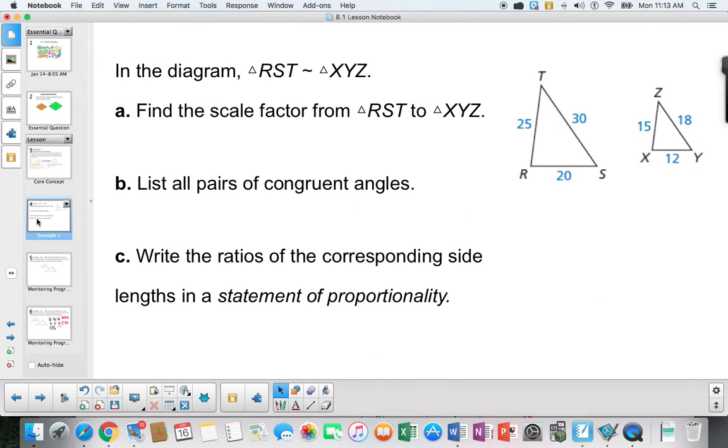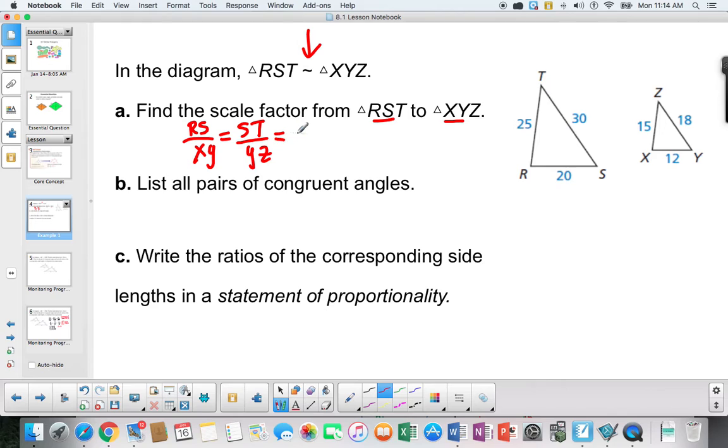Let's take a look at this problem and try to find the scale factor for these two similar polygons. Now, the similarity symbol looks like this. Notice how it's different from the congruent symbol, and it means that all angles are congruent and all sides are in the same proportion. All right, so let's go ahead and find the scale factor. I know RS, which is the first two letters of this triangle, will be to the first two letters or the side, and that will be the same as the second two, very similar to what we did with congruence, but now that's a ratio.